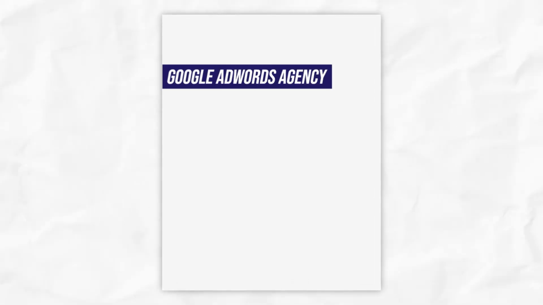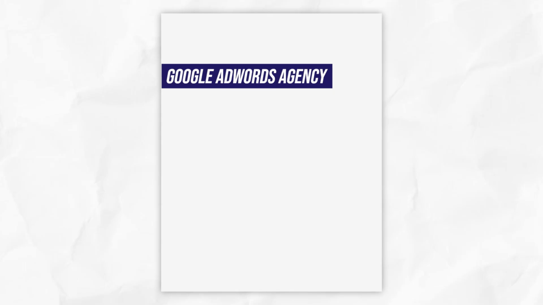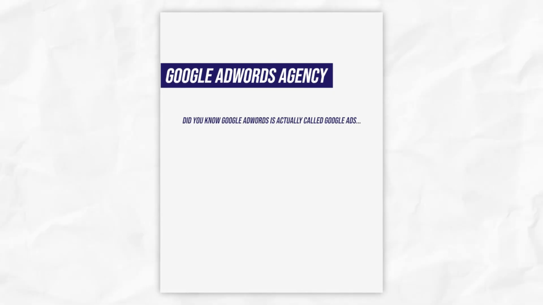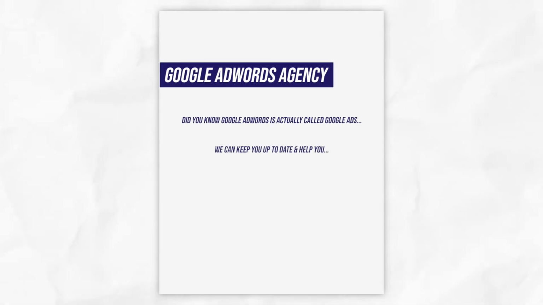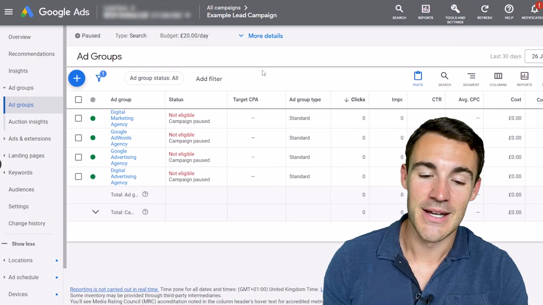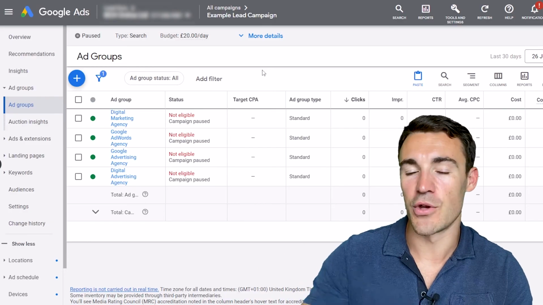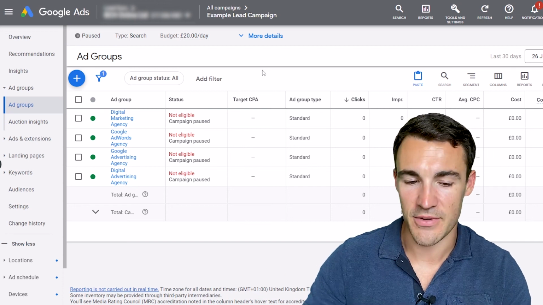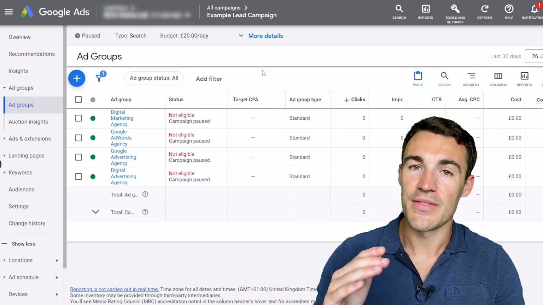You know, on the Google AdWords agency page, you might have a headline that says Google AdWords agency services, and then you've got things like, did you know Google AdWords is actually called Google Ads, and we can keep you up to date and help you, and something more specific for that, which would be really good. That is worth doing if you can put in the time and effort. Not everyone can, that's fine. But yeah, that would be the ideal structure.